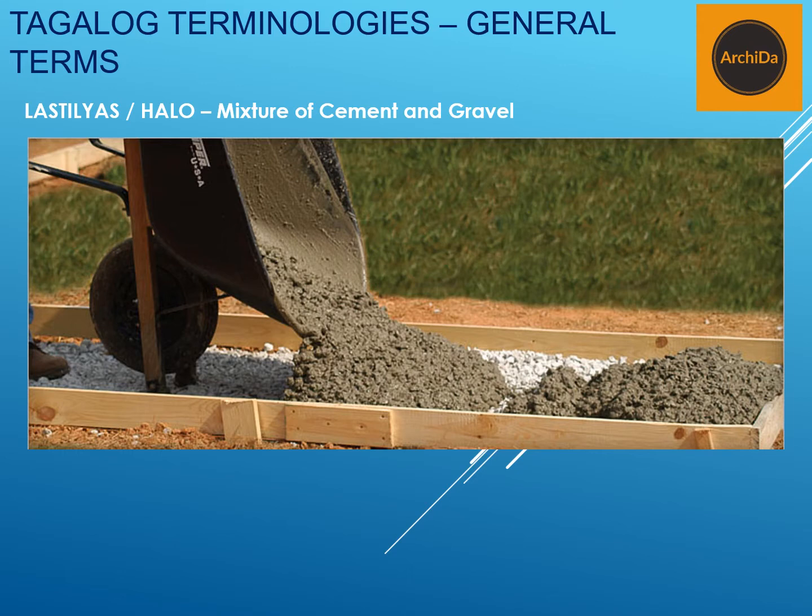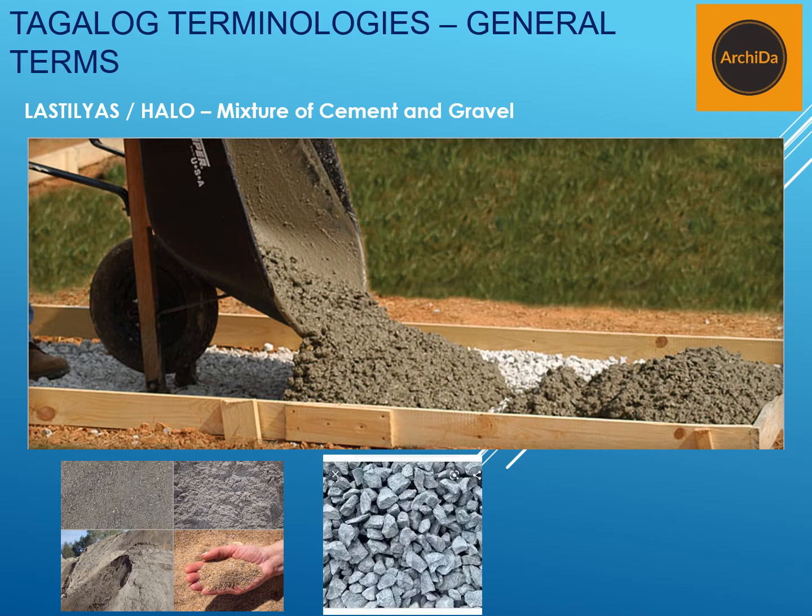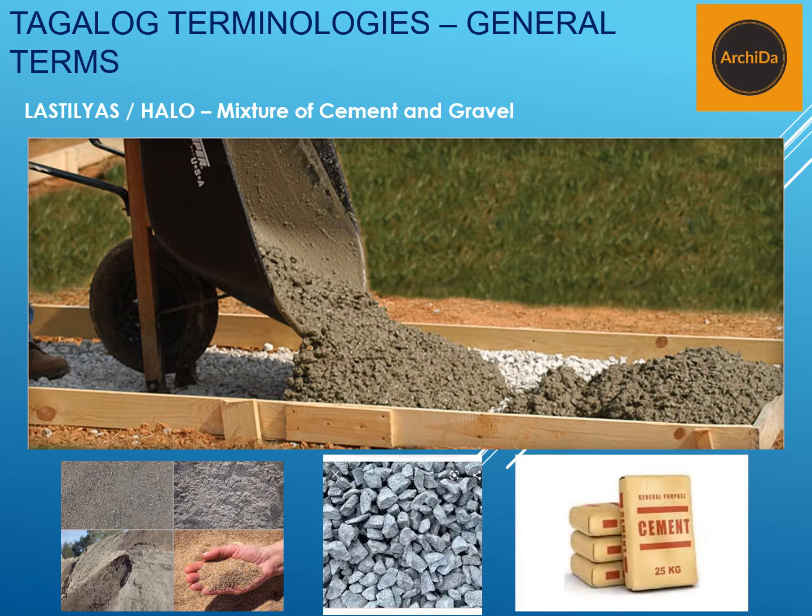Lastillas or halo is the mixture of cement and gravel. This is the most basic and primary mixture of cement. It is composed of sand, either gray or brown, and gravel, coarse gravel, meaning to say these are size 2 inches up to 1 inch. And obviously you need cement. And you just add water to it and start mixing it.